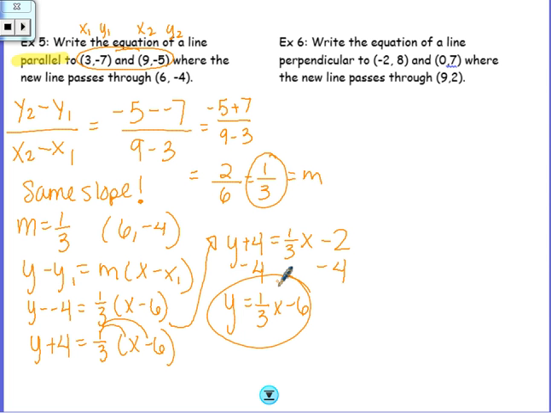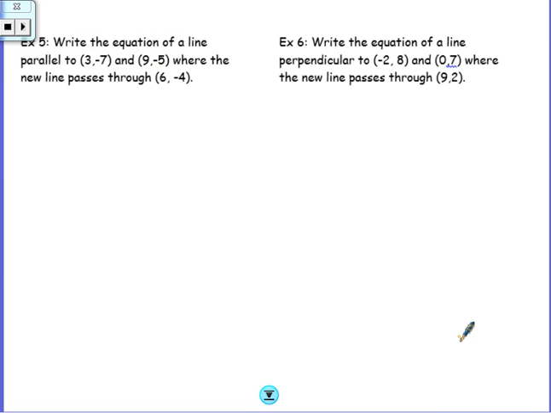I'm going to go ahead and erase this so we can do problem number 6, and we have enough room for that. All right, here in example 6, it says to write the equation of the line perpendicular to the line through (-2, 8) and (0, 7), where the new line passes through the point (9, 2). So we first need to find what our slope is. So we've got x1, y1, x2, y2. We're going to fill this into our slope formula.